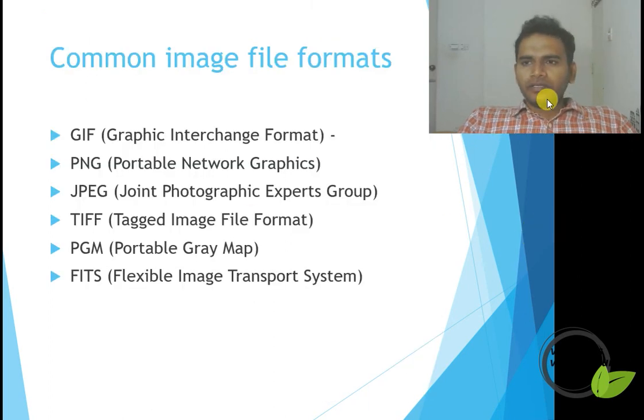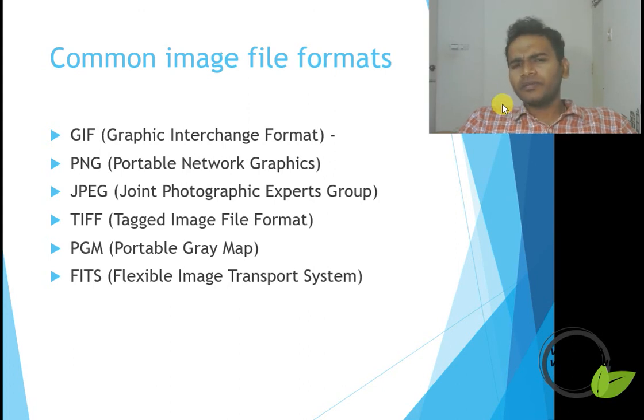Once you have the basics of all these things, some fundamental, very common image file formats used for image processing are GIF, which you know very well, PNG, which is short for portable network graphics, which is a low quality image at lesser memory space, JPEG, and then TIFF, PGM, then FITS. These are some common formats which are used for image processing.